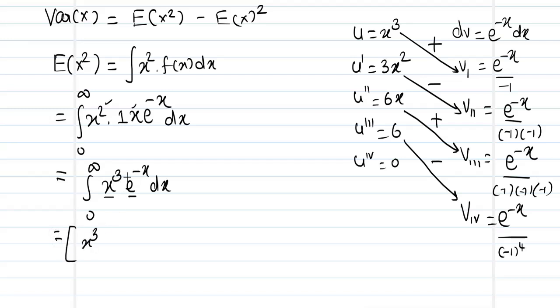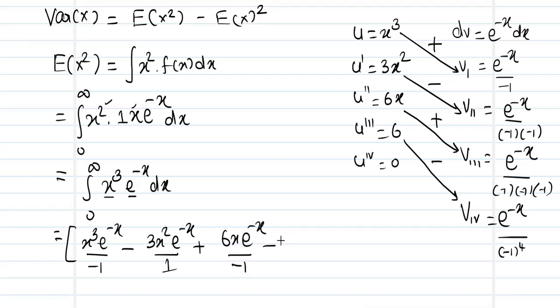Keep x cube as such. This is clubbed with e power minus x by minus 1. Second term negative, 3x square e power minus x divided by minus into minus, plus 1. Third term positive, 6x into e power minus x divided by minus 1. Fourth term negative, 6 into e power minus x divided by positive 1. And so the process stops over here, and now you have to apply the integral limits from 0 to infinity.